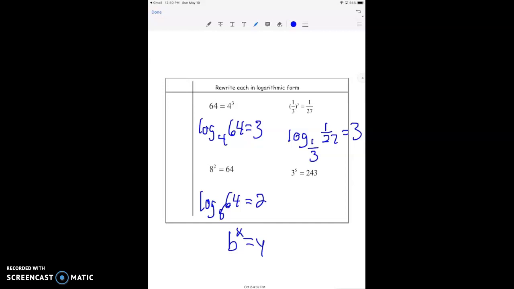Okay, so log base 3 of 243 is equal to 5. So there you go. Nice and simple. That's the first piece that we're looking at. Okay, next piece.